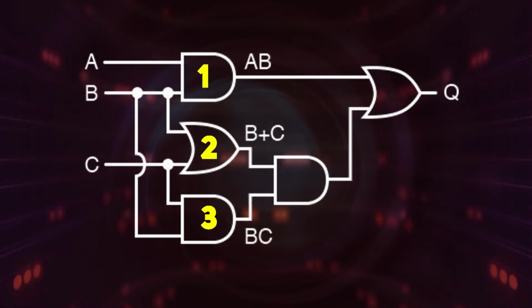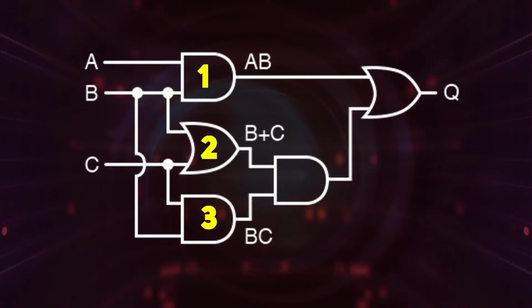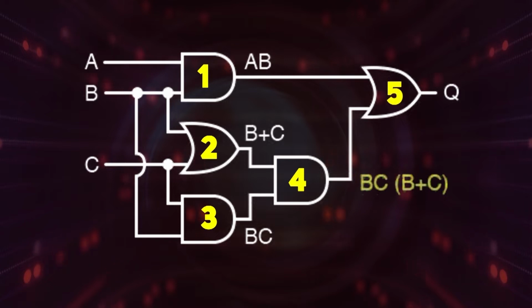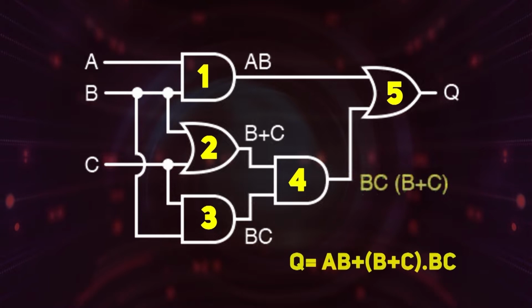So, after the first level, we are with three logic functions A dot B, B plus C and B dot C. The outputs from gate 2 and gate 3 are again fed into an AND gate, which is numbered as 4, and generates the function B plus C dot BC. Finally, the OR gate, that is number 5, produces a sum by using its inputs AB and B plus C dot BC. Hence, the final logic expression is AB plus B plus C dot BC.